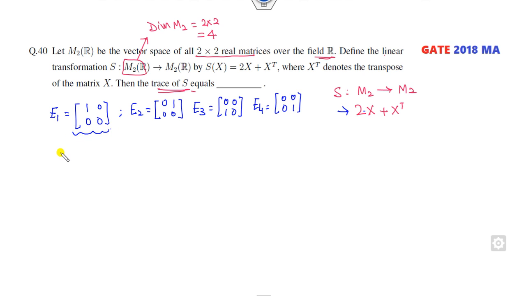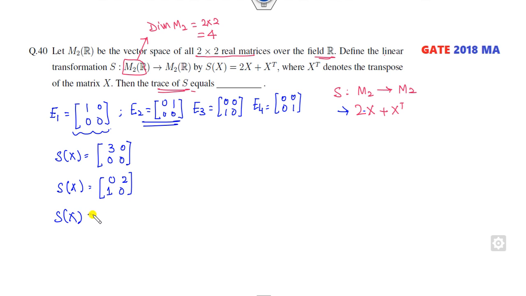Firstly, taking E1, what is 2x plus x transpose? It will be [3 0; 0 0], fine. Second, when you take E2, if you multiply by 2 and add the transpose, the transpose will be here and this will be this. Third, when you consider E3, you double it and then transpose, so the transpose will be here and the double will be this case. And the last case is, if you double it and add the transpose, it will be [0 0; 0 3]. Then you can write the matrix.